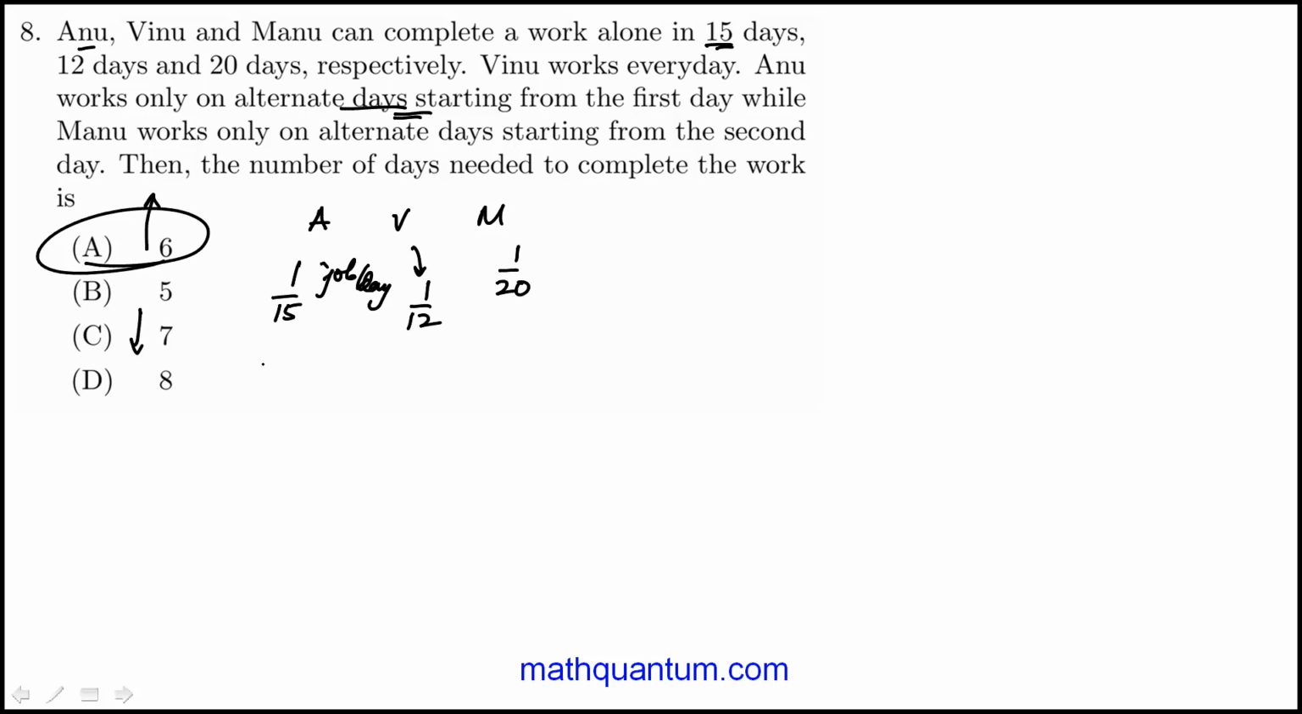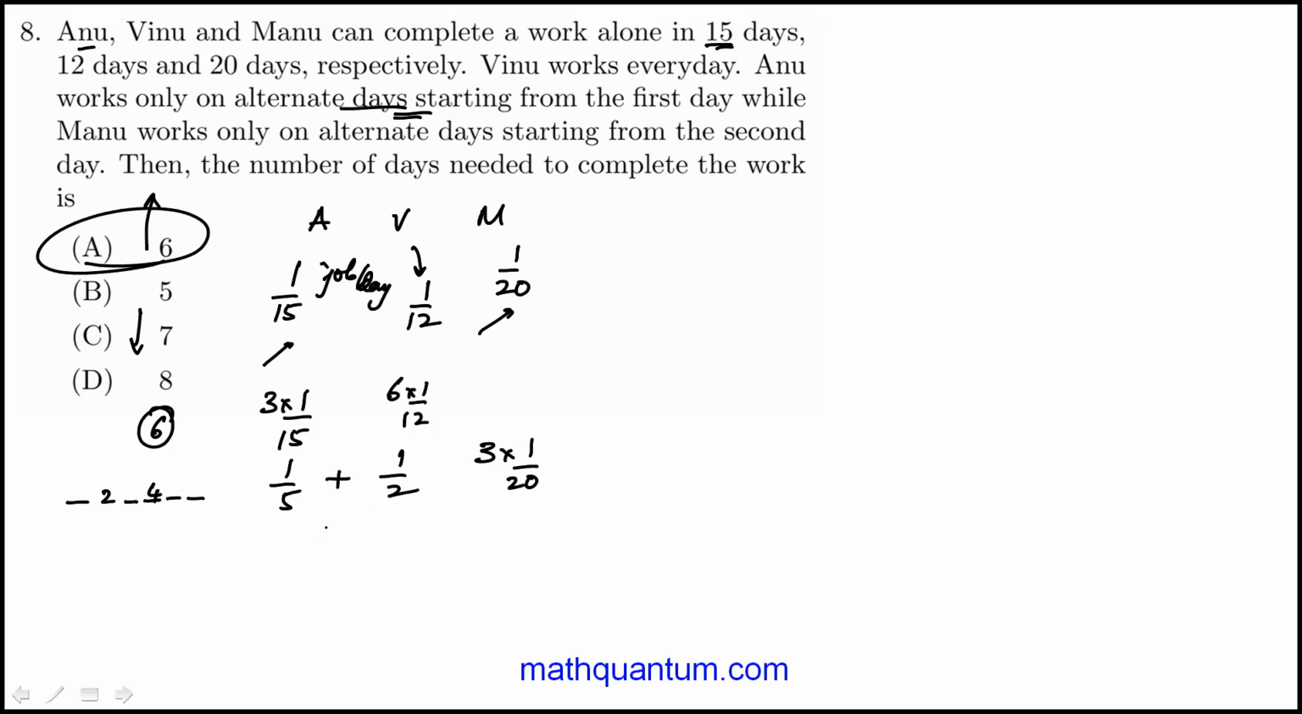So if we do 6, we just have to apply these conditions. Anu works only on alternate days. So if it's 6 days, then she'd be working for 3 days. So she would have completed 3 times 1/15 of a job, which is 1/5. Vinu works every day, so that would be 6 times 1/12, so that's half. And then for Manu, it would be alternate days starting from the second. So this would be second, 4th, and then 6th. So that would still be 3 days. So 3 times 1/20. So I just have to add and see how close I get to 1.